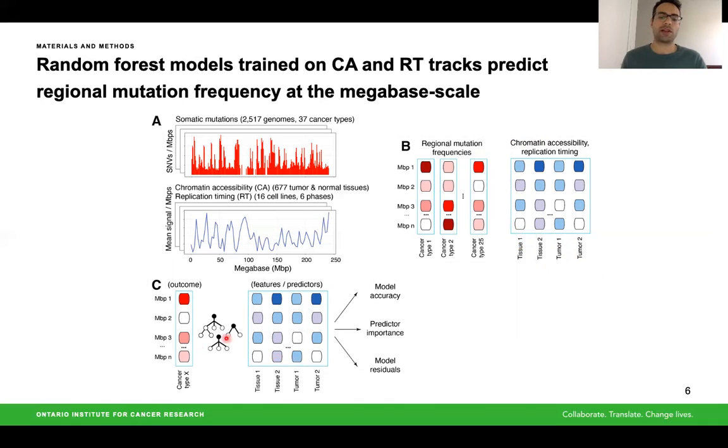And then what we do is we train a random forest machine learning model on our chromatin accessibility and replication timing tracks at the megabase scale to predict regional mutation frequency at the megabase scale of a specific cancer type. And then we can look at the accuracy of this model to see how associated chromatin accessibility from these tissues are with regional mutation frequency of this cancer type. We can also look at predictor importance to see which of these tissues or tumors were most predictive of regional mutation frequencies in this cancer type.